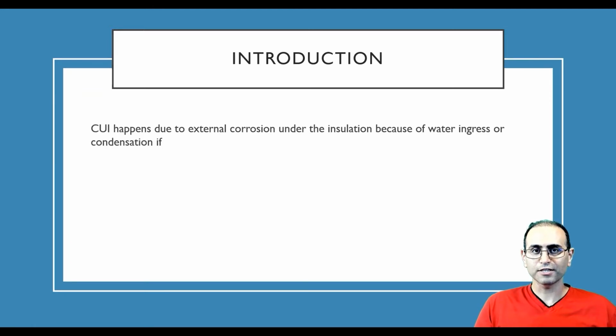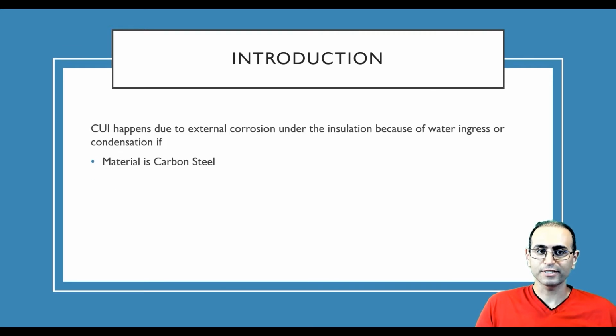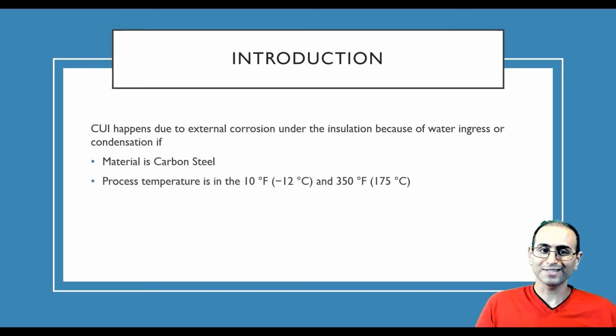So as you guys might know, CUI happens due to external corrosion under insulation because of water ingress and or condensation if the material is carbon steel, and if the process temperature is in the range of 10 Fahrenheit to 350 Fahrenheit, or if you are using the metric system, minus 12 centigrade to 175. That's the range of temperature that you expect the CUI to happen.